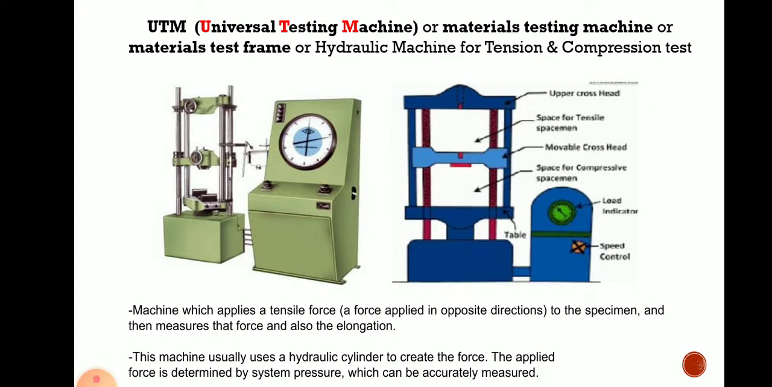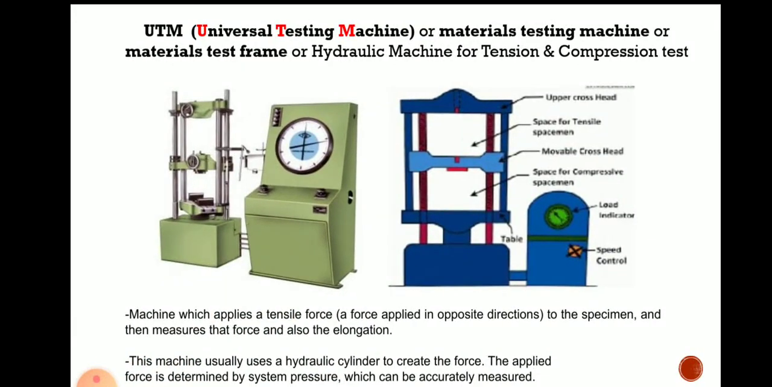Some new computerized universal testing machines are there, which can directly show what amount of load you are applying, because these are hydraulic universal testing machines. Directly on the computer screen we can see what amount of load we are applying and what amount of elongation is there in the specimen after application of load. This machine usually uses a hydraulic cylinder to create the force, and the applied force is determined by the system pressure, which can be accurately measured, and it is shown here in the load indicator.